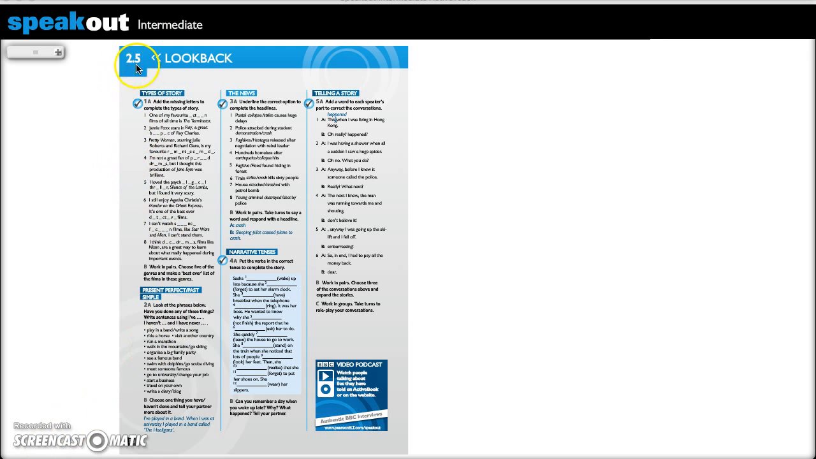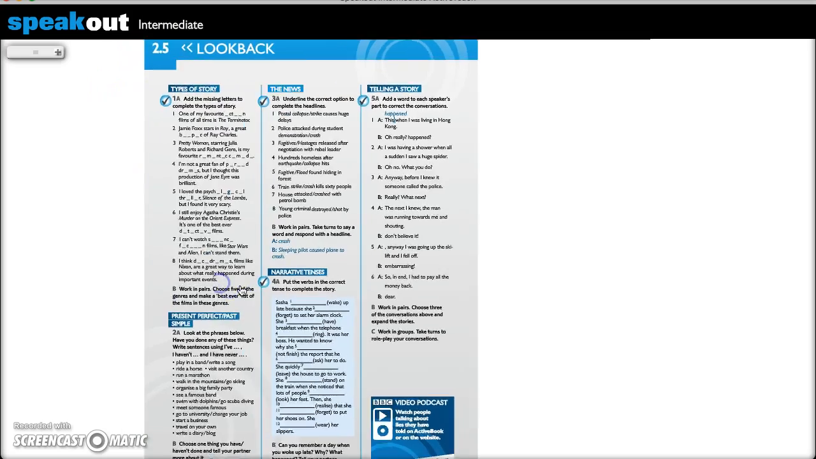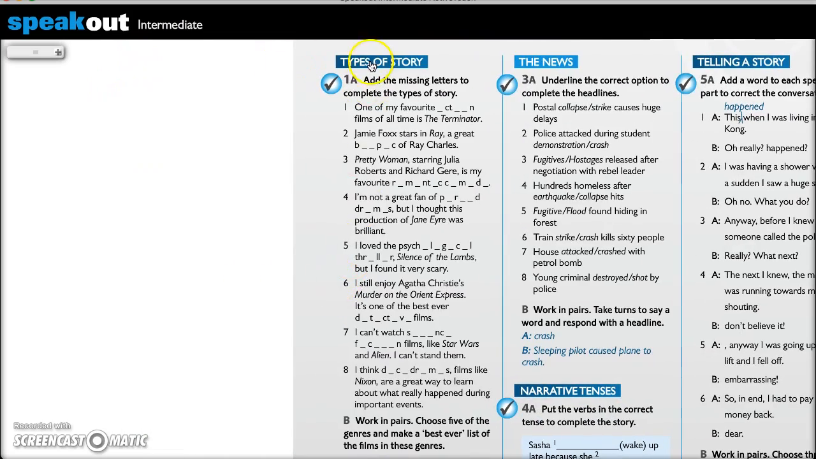So lesson 2.5, look back. In every unit you have this review lesson. The first activity is a review of the vocabulary, the types of story. You have to add the missing letters. In the platform, you don't add the missing letters, you just add the full word.